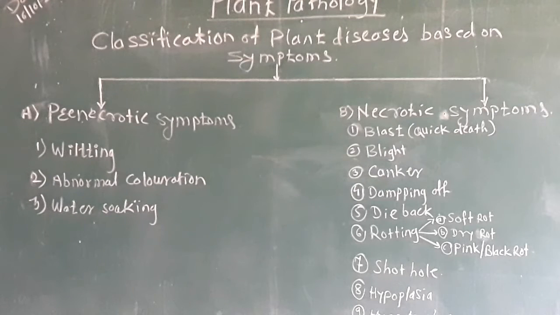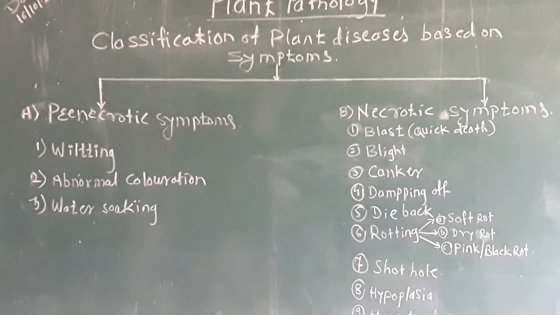These necrotic symptoms are of various types. The first one is blast. Blast means quick death. After infection, when the entire leaf or bud or other plant parts result in quick death, it is called blast. An example of this is the blast of rice, the best example of this type of symptom.